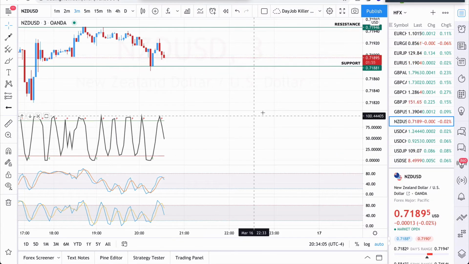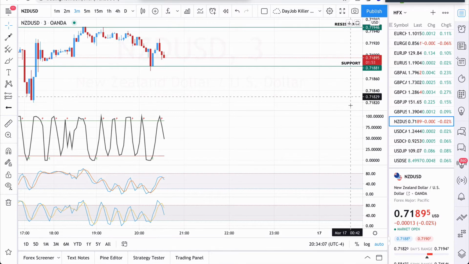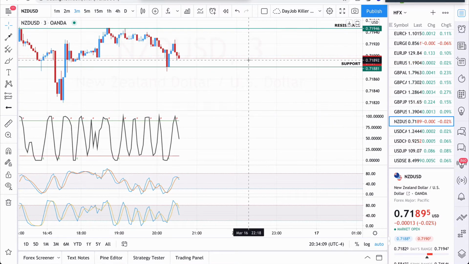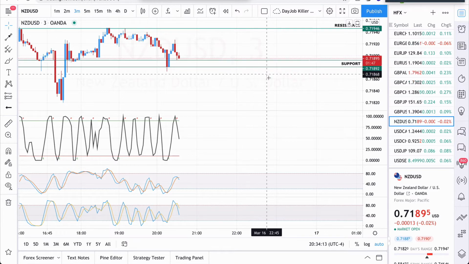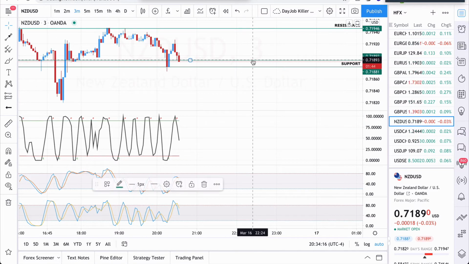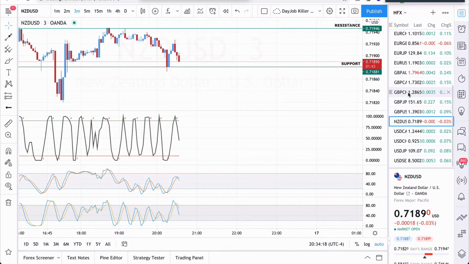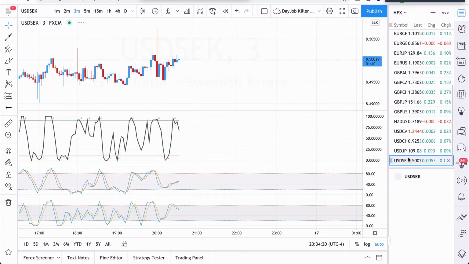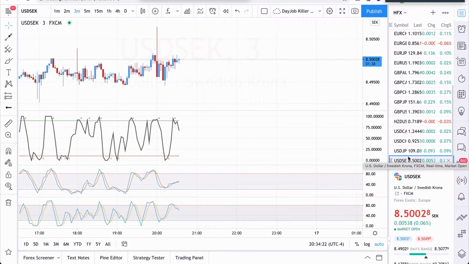So while that plays out, see, we got that push down. It's still respecting this level though. And it just broke through. So I would wait again. And I would keep going. So let's cycle through.